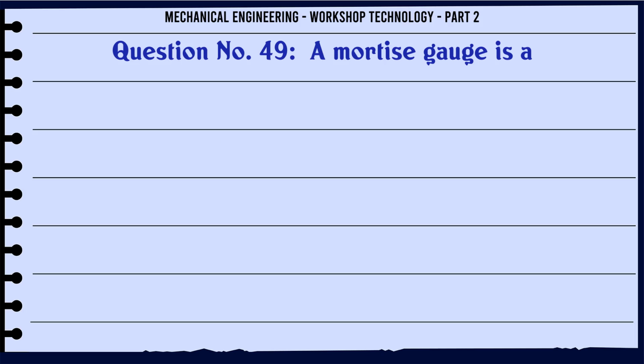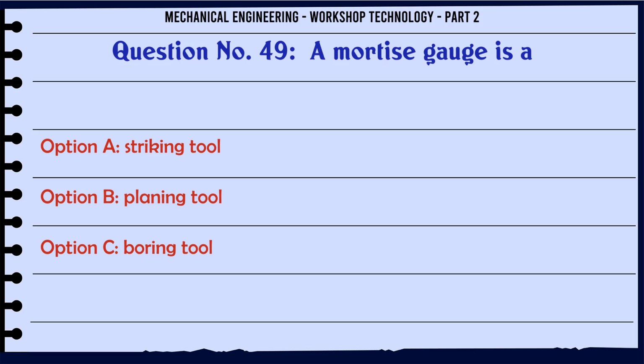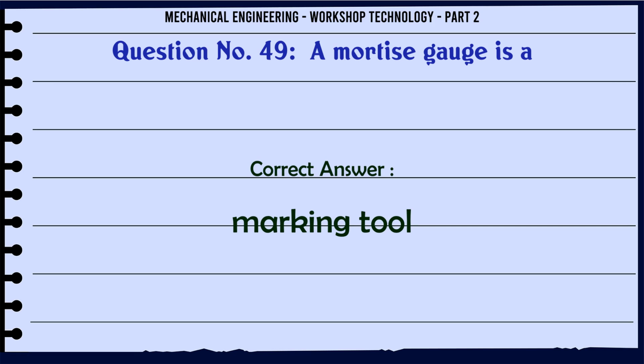A mortise gauge is: A. striking tool, B. planing tool, C. boring tool, D. marking tool. The correct answer is marking tool.